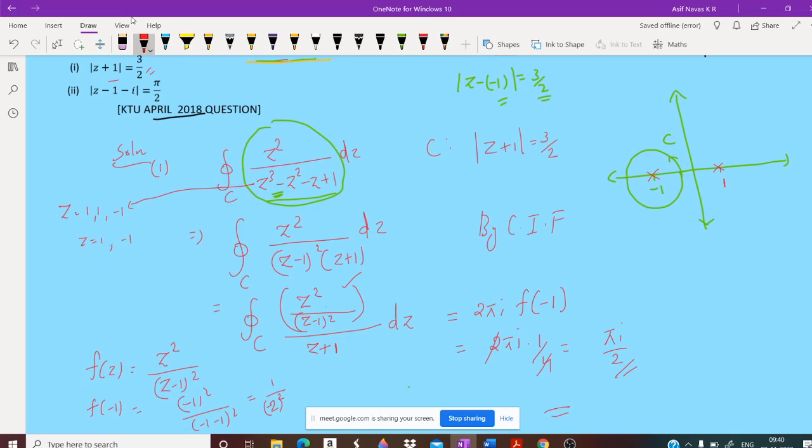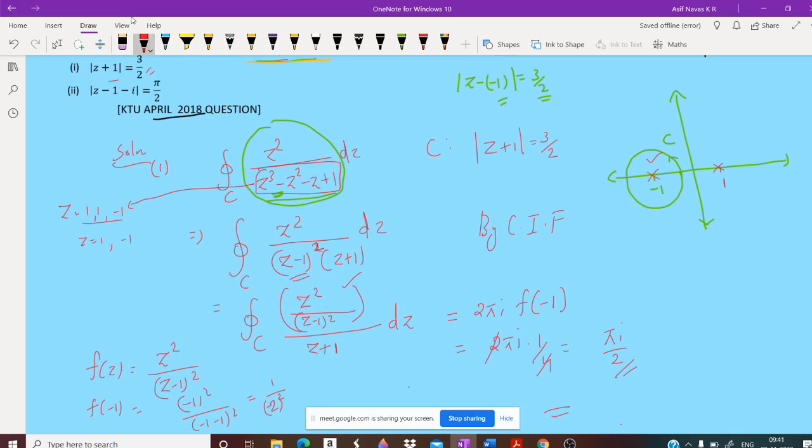So here what we did: we checked at what points the denominator is 0. We found the roots, therefore at the points minus 1 and 1 the denominator is 0. We drew the contour and found that minus 1 is inside the circle and 1 is outside the circle. If C were drawn like this, enclosing both points, then you cannot use the Cauchy integral formula because it has a power 2. So we cannot use the formula. But here our circle is this.